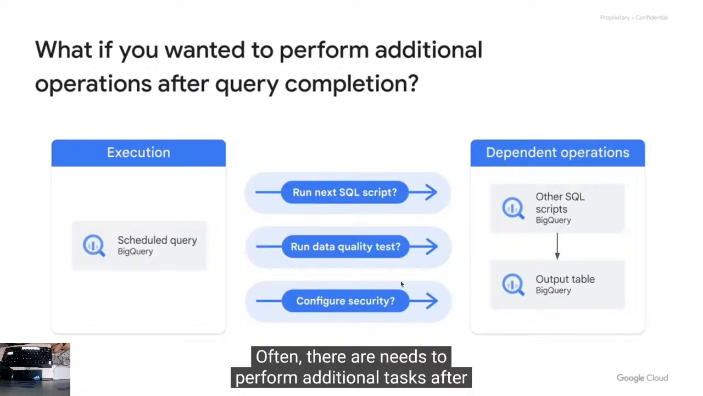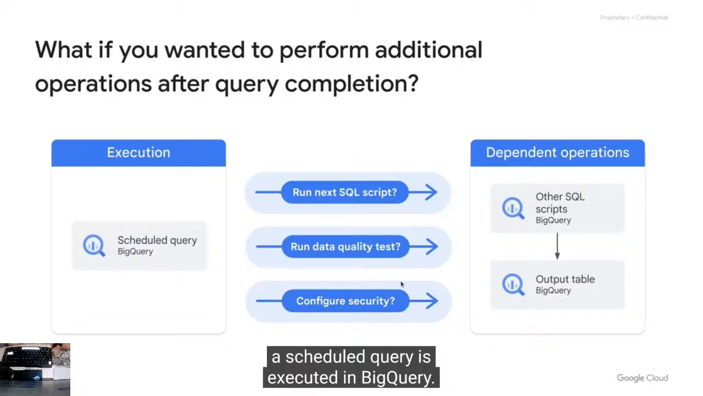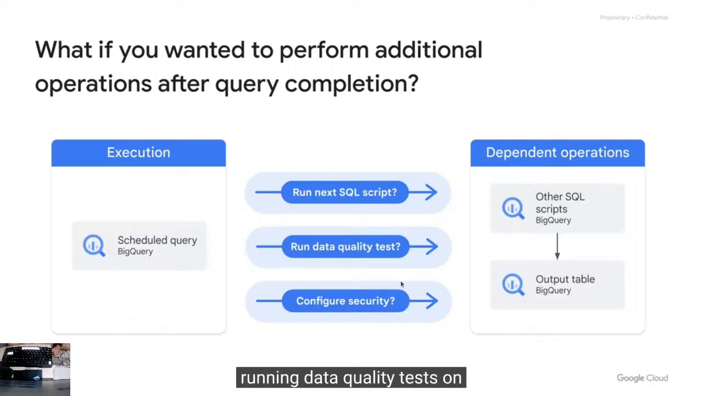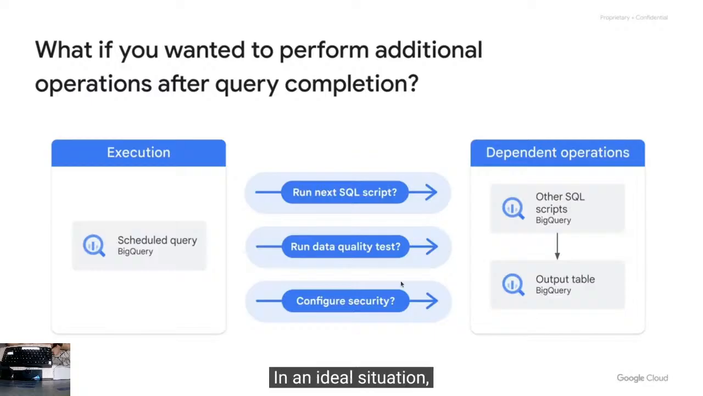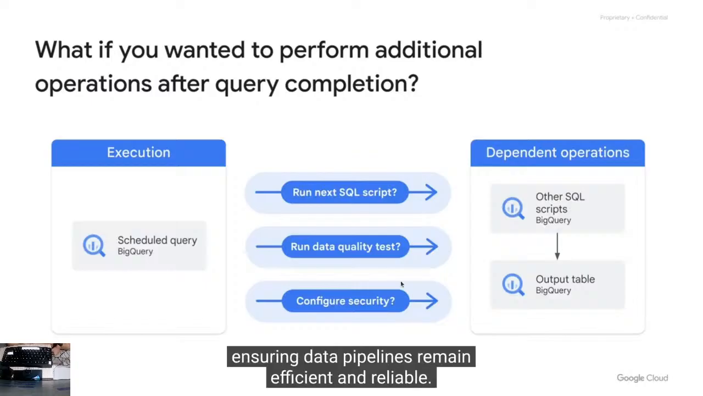Often there are needs to perform additional tasks after a scheduled query is executed in BigQuery. These include tasks such as triggering subsequent SQL scripts, running data quality tests on the output, or configuring security measures. In an ideal situation, these actions can be automated, ensuring data pipelines remain efficient and reliable.